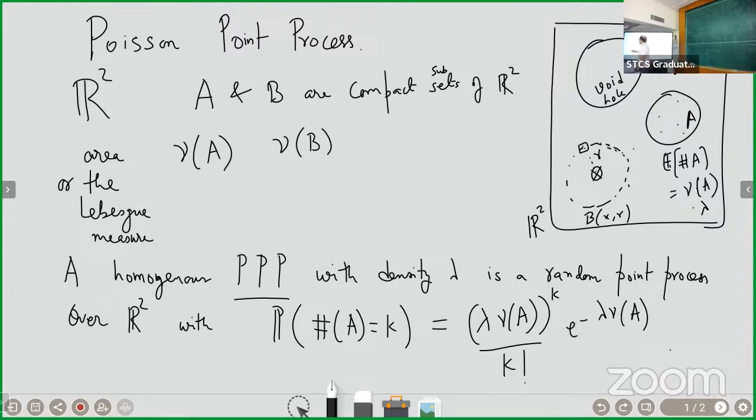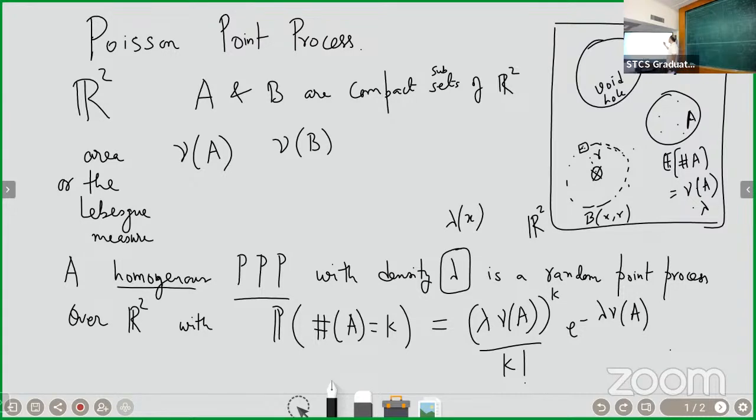This word homogeneous should also strike you. Homogeneous is nothing but because I'm saying the density is lambda throughout. If I make lambda a function of location, so that at point x the density is lambda(x), then it's called a heterogeneous Poisson point process. We won't deal with this, but they're also useful. So I'm just defining a new quantity. This is the definition, pretty much.